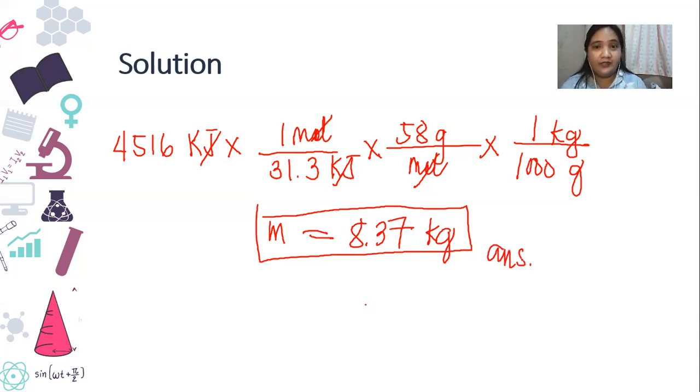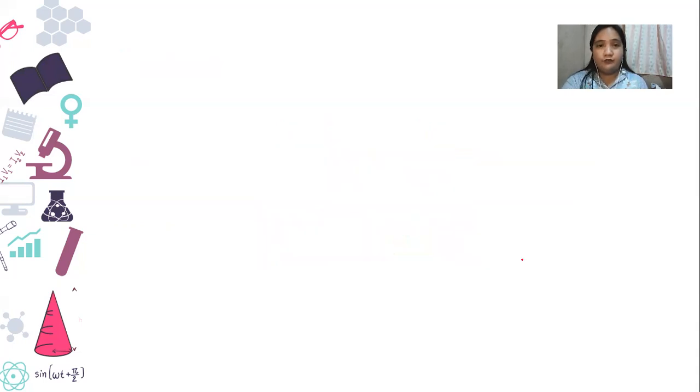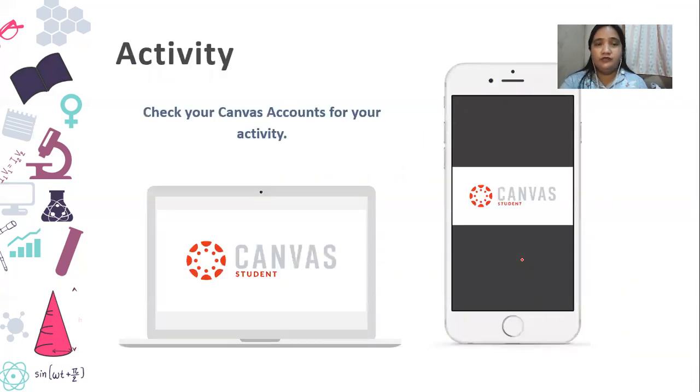Okay, so these are the last 2 problems. So what you can do now is go to your Canvas. If there are activities or answers that you need to redo, I'm giving you the rest of the period to do your Canvas activity. And if there are questions, please don't forget to message me in our Big Blue Button or FB.